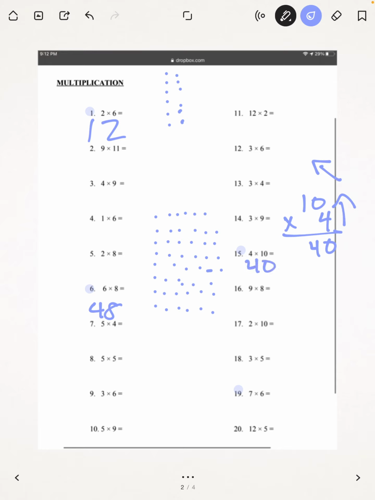7 times 6, you could do 7 plus 7 plus 7 plus 7 six times, you could do that. Or if you just count it up, it equals 42.